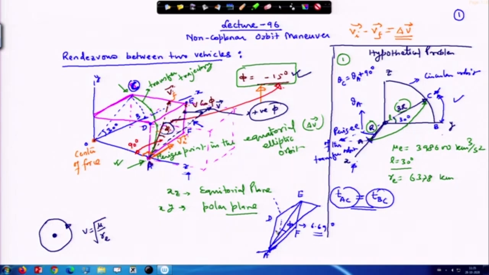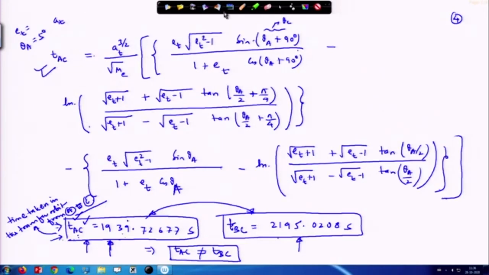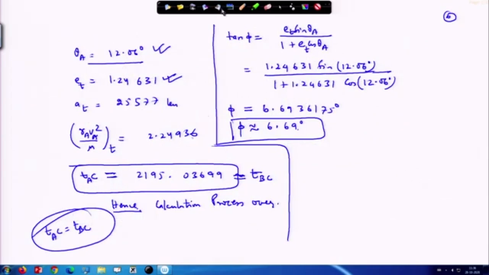Okay. And how much angle is it making with the base plane? So, the angle between this line and this line, if I extend it, is 30 degree, because the transfer orbit inclination is 30 degree. So, the rest of the calculation becomes easy through this graph. I have already made the figure for you. So, using that figure you can work out the whole thing.